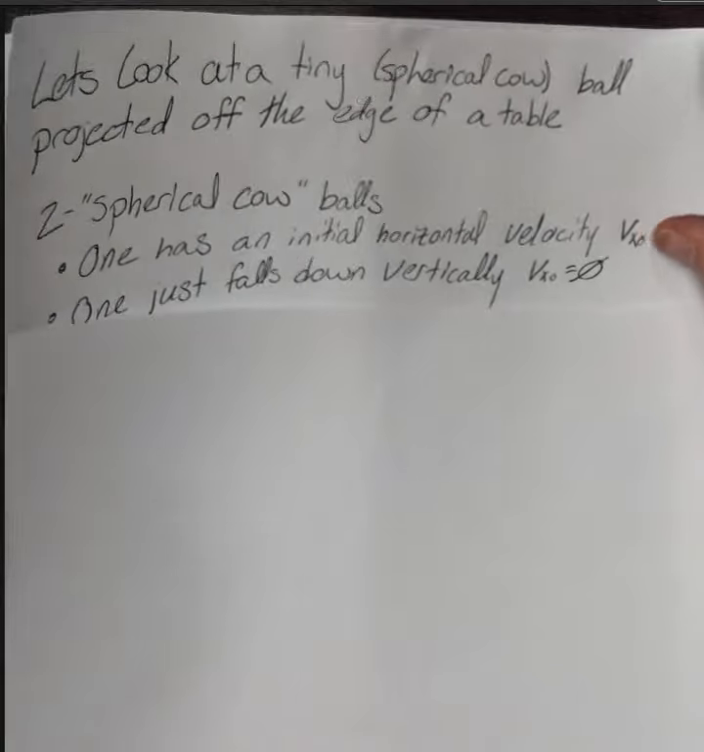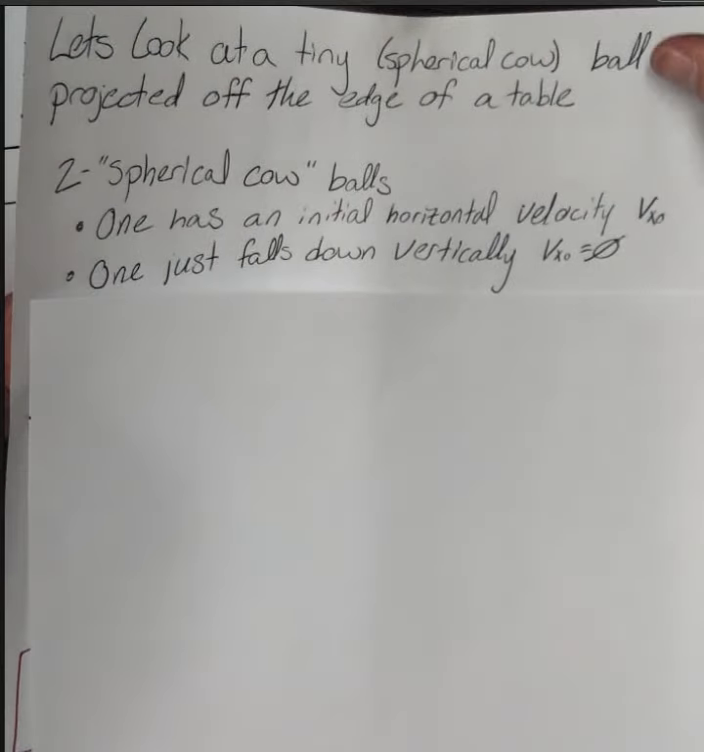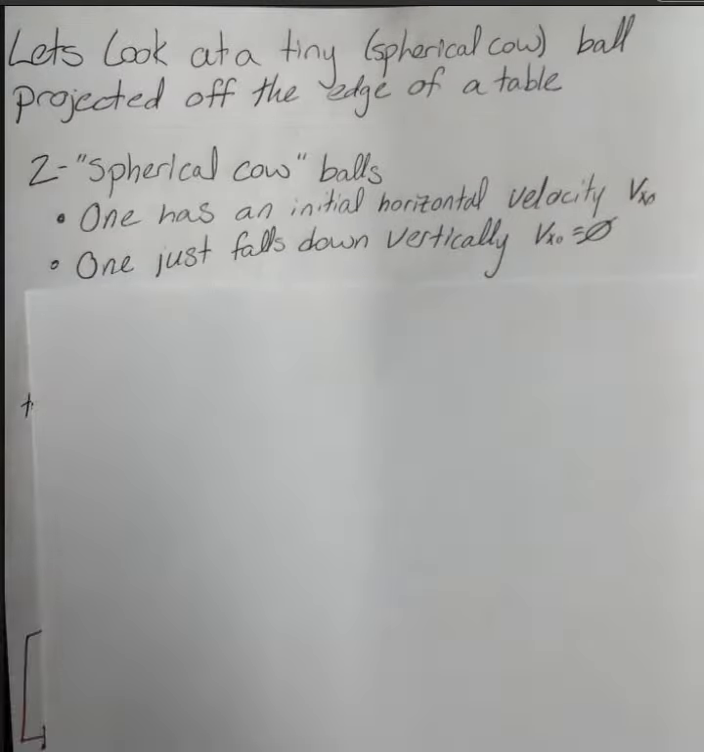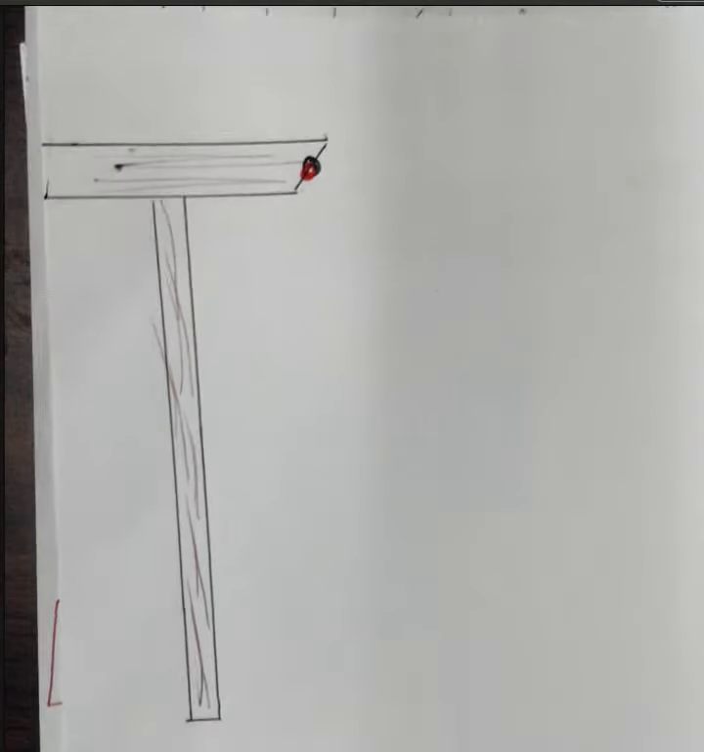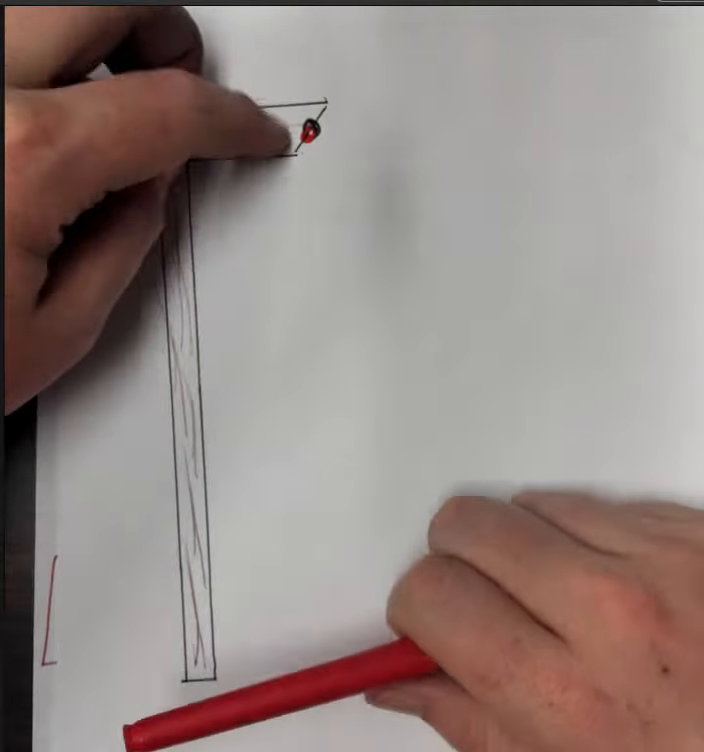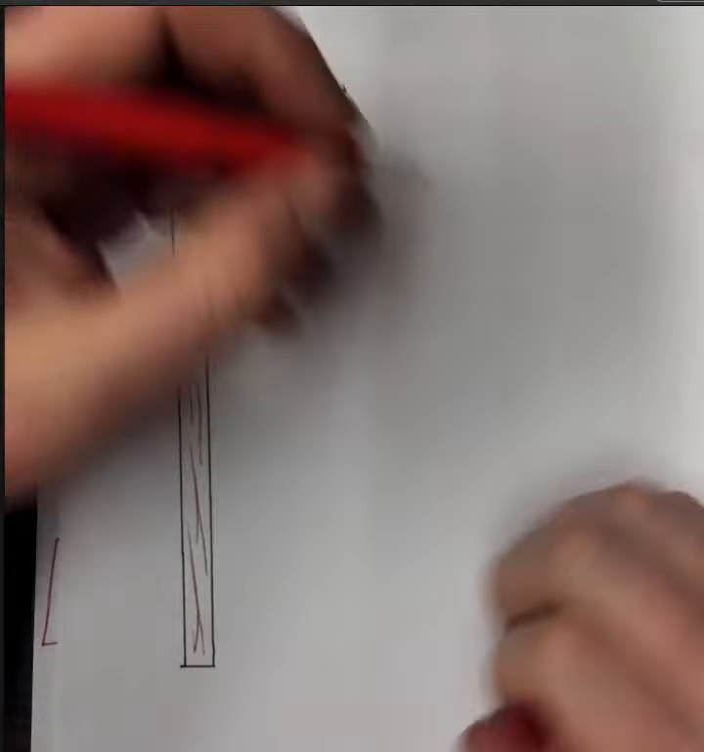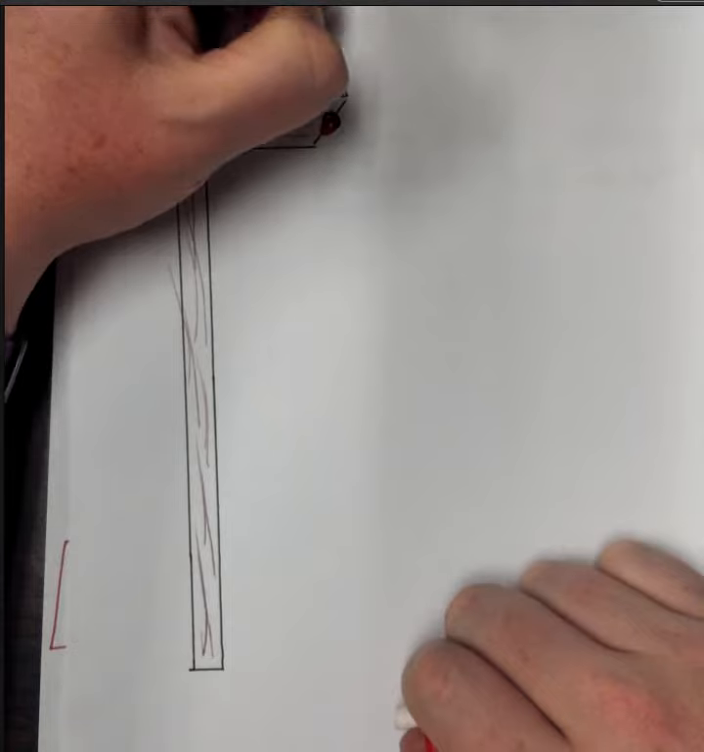And we're going to talk about one that has an initial horizontal velocity in the x direction and one that just falls down vertically. Or in other words, it doesn't have velocity in the x direction. So here are those two balls. And like we said, one of them has no velocity whatsoever in the x direction, right? So for this ball, our initial velocity in the x direction is going to be 0.